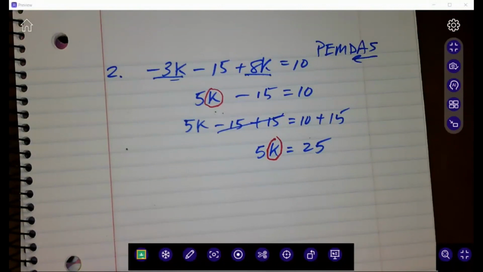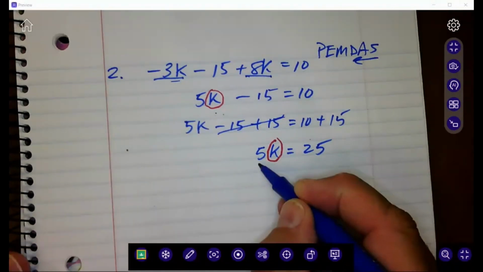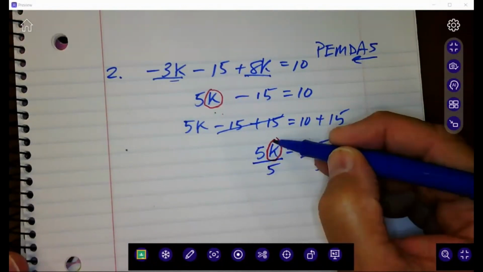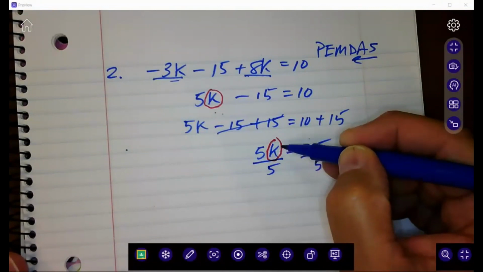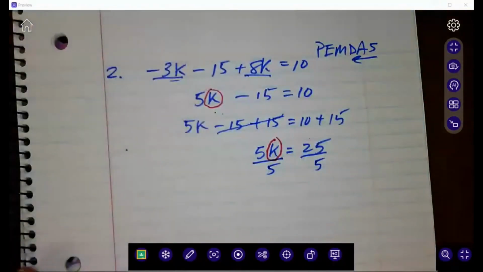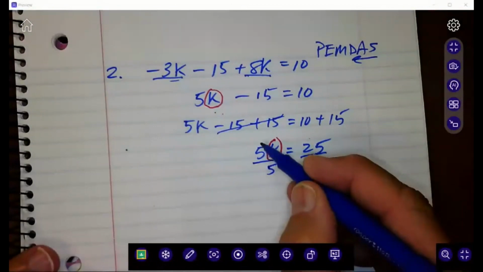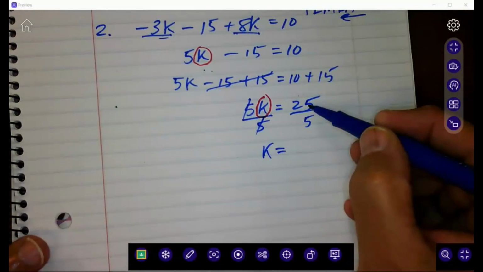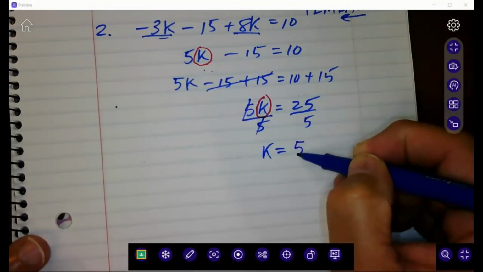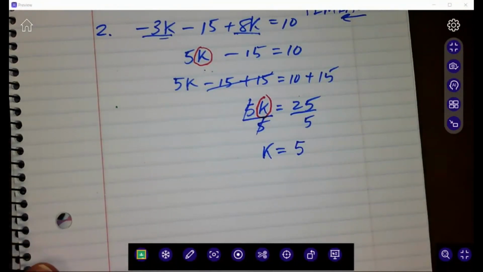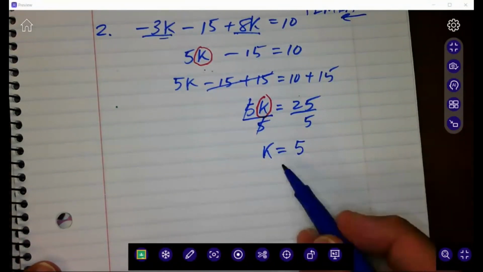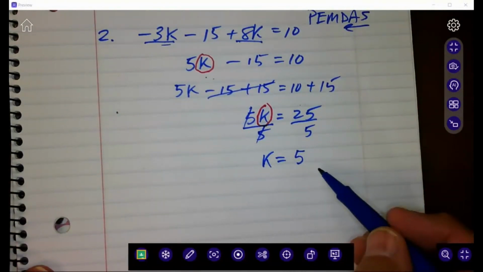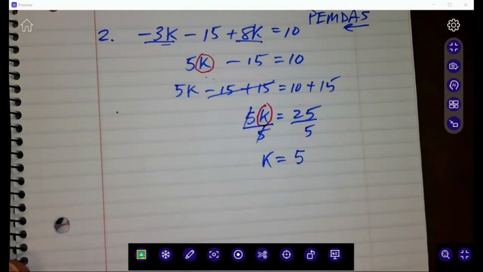All right, so yes, we're going to divide by 5 on both sides because that 5 is being multiplied by the k. You undo multiplication by doing the opposite, which is dividing. So the 5's divide out. We're left with k equals 25 divided by 5 is 5. And so we've finally gotten the variable term by itself, constant on the other side.